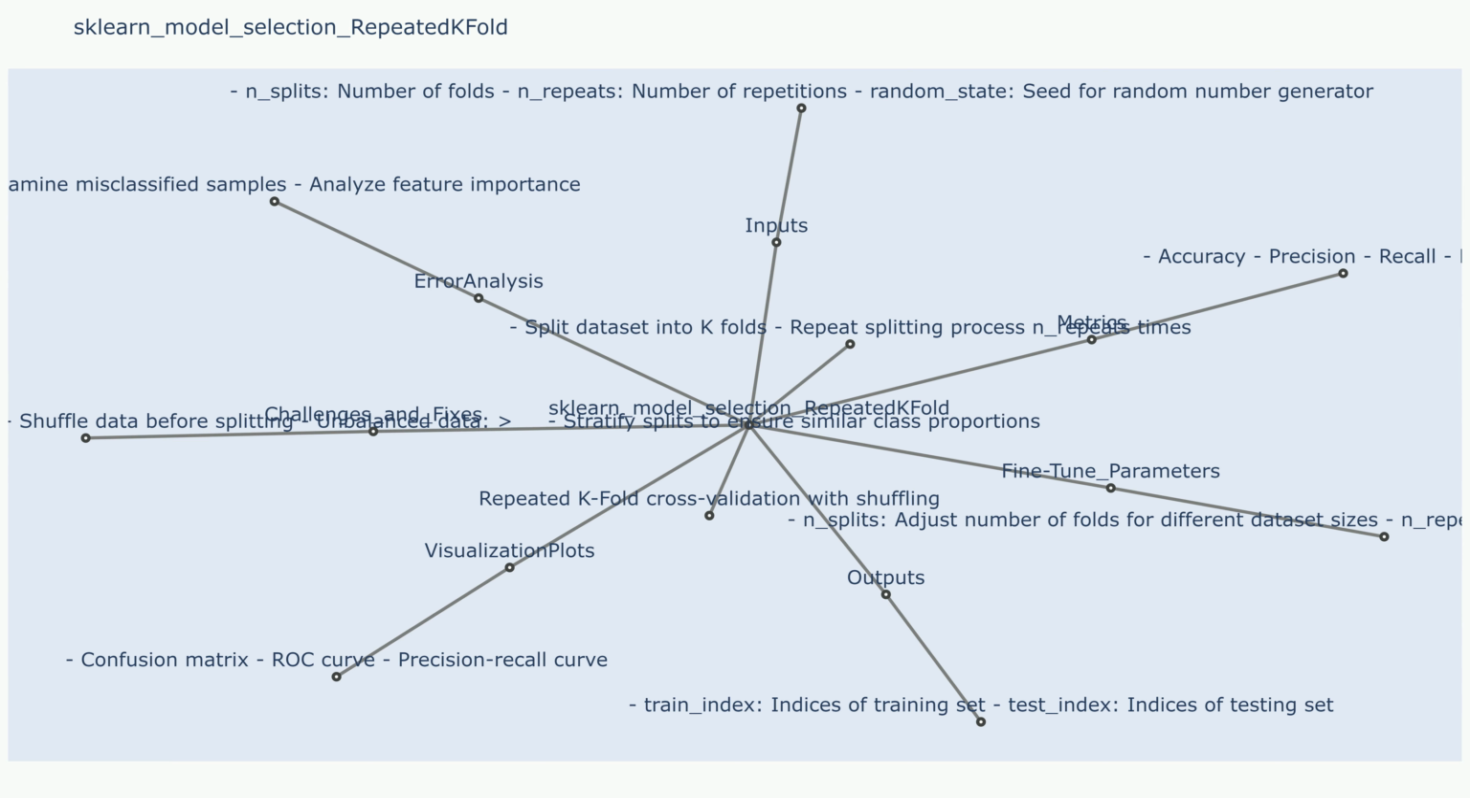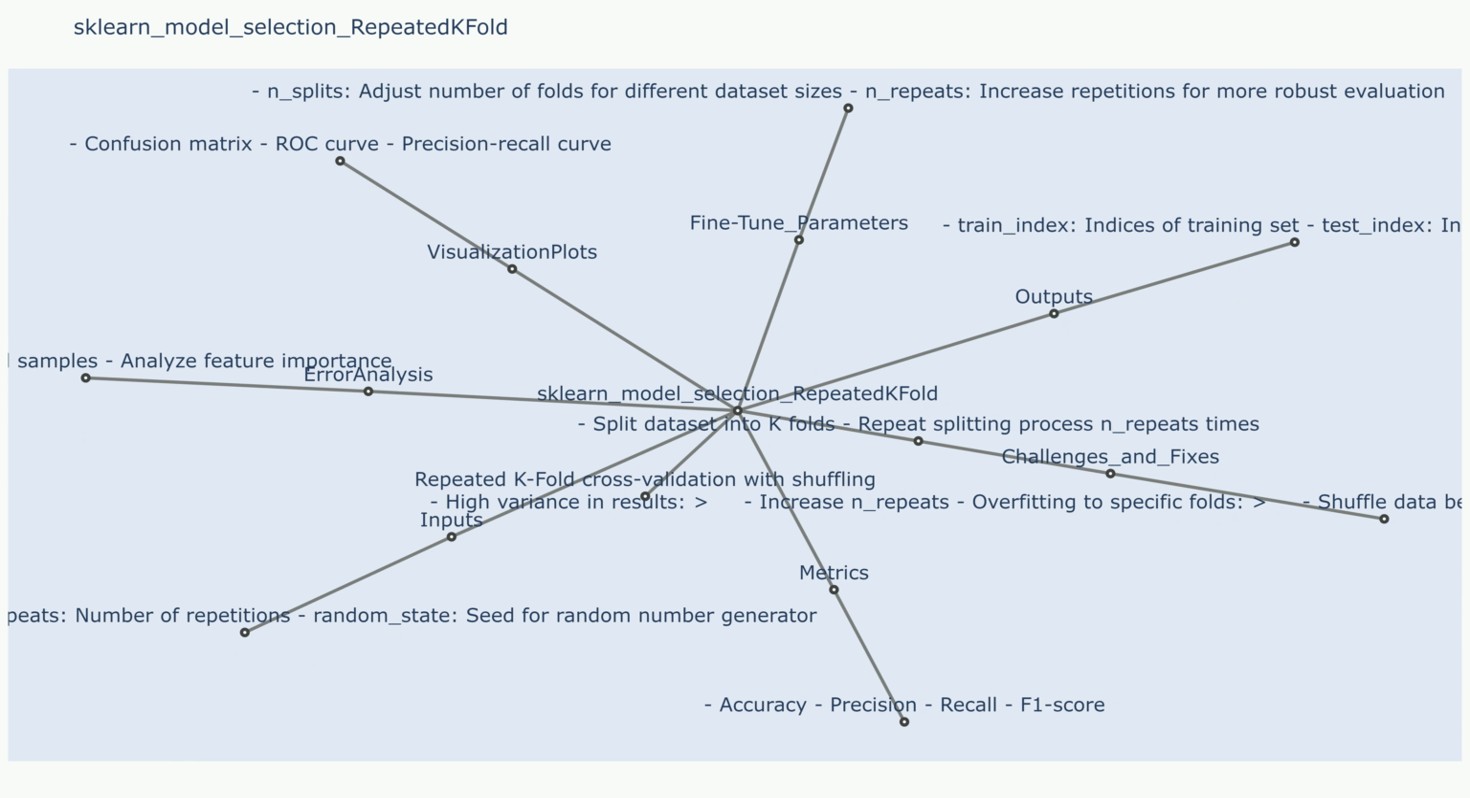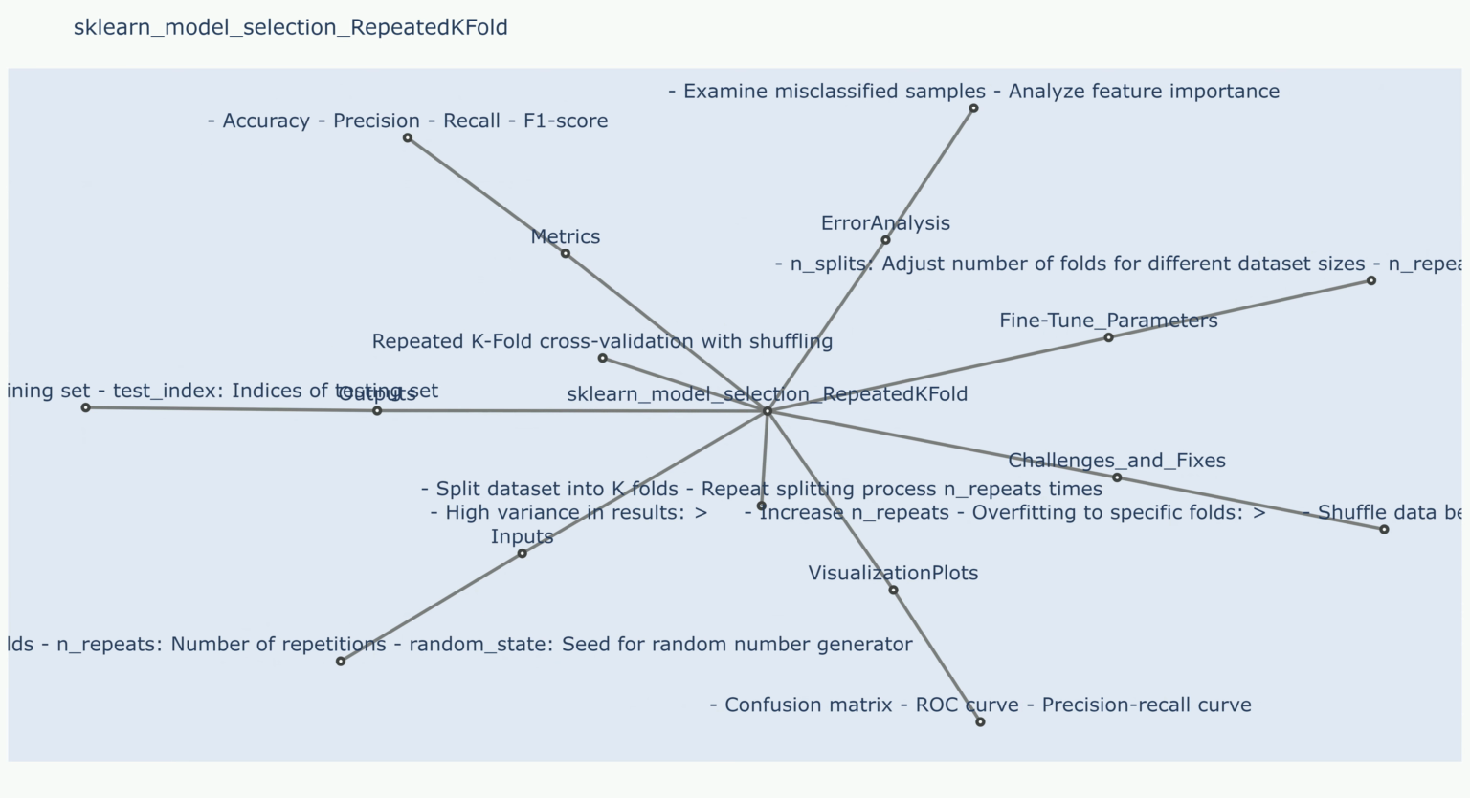Uncertainty methods. Bootstrapping: resampling with replacement to estimate the variability of the performance metric. Cross-validation: repeatedly splitting the data into training and test sets to estimate generalization error. Challenges and fixes.